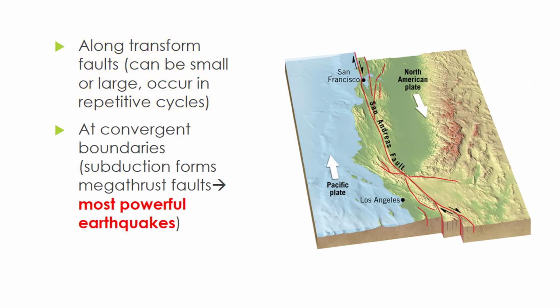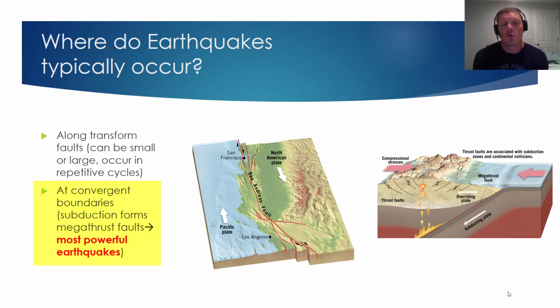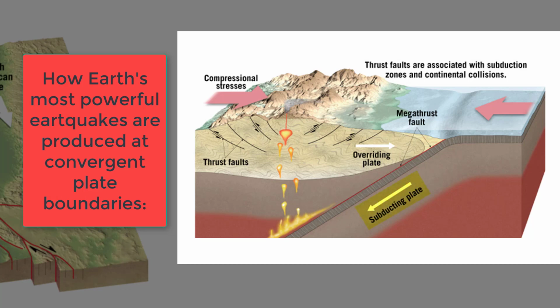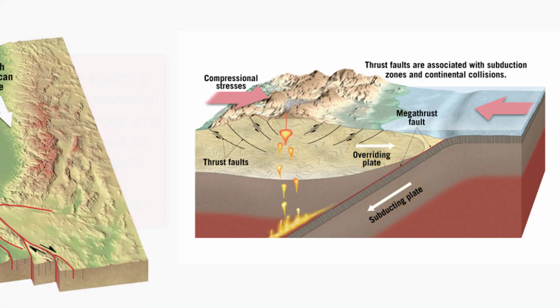The San Andreas Fault is an excellent example of a transform fault, and transform faults can produce both small and big earthquakes. Now, the most powerful earthquakes will occur at convergent plate boundaries. Remember, at convergent plate boundaries, we are seeing subduction occurring. And with that subduction process often comes what's called a megathrust fault. Megathrust faults will form as the subducting plate interacts with the overriding plate. And when there's slippage along those faults, some of the most powerful earthquakes on the planet can be produced.